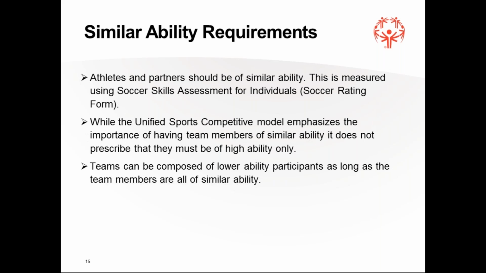Now, while the Unified Sports Competitive Model emphasizes the importance of having teams of similar ability, it does not describe, again, that they must be high ability only. Okay? We have a floor hockey team who is unified, and when they started with us, they were down in Division 3 and 4. Now, gradually, they're working their way up, and they're in 2 right now. But when the team started, when they were working together, they were a Division 4 team, and now they're working up. And it's okay to be a Division 4 team, as long as the ability of all the athletes and the partners is similar.